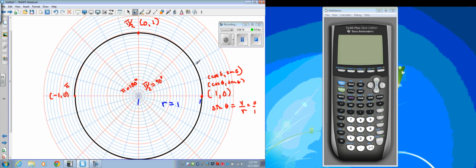And then there are other important arc lengths or central angles. There's this one, which is pi over 6. This arc length is pi over 6. This central angle is pi over 6. Or in degrees, the central angle is 30.